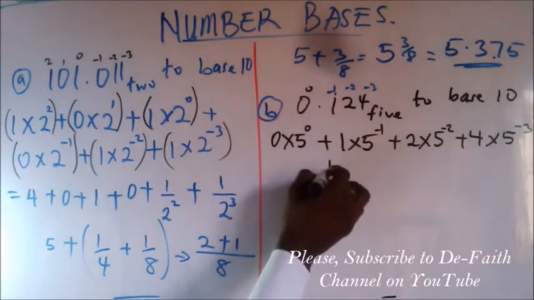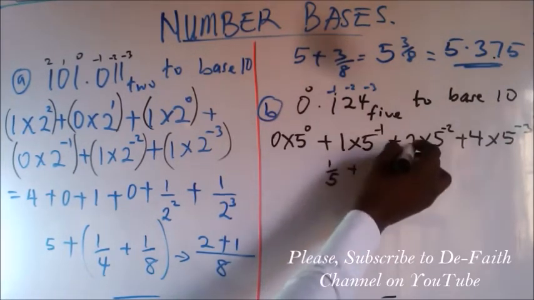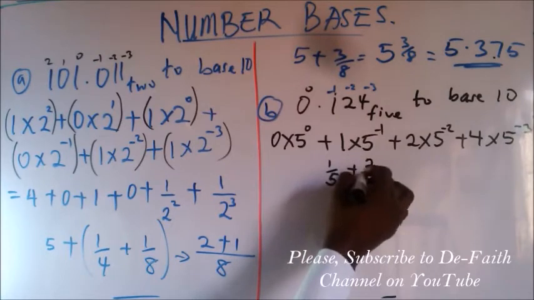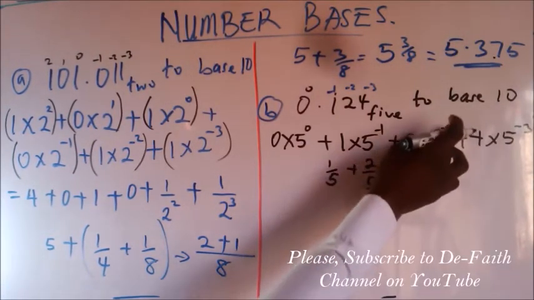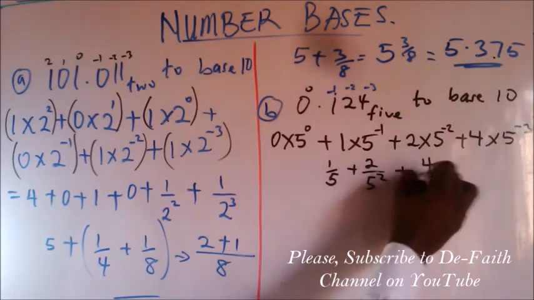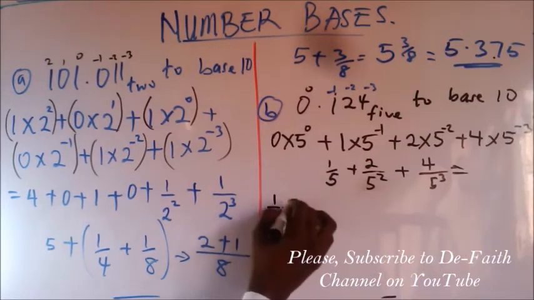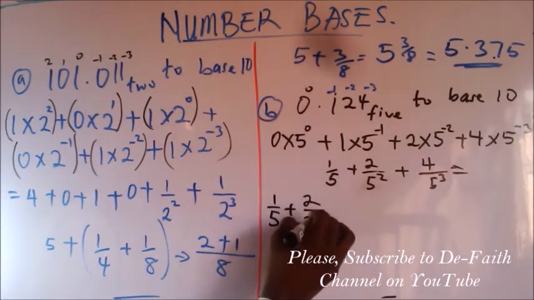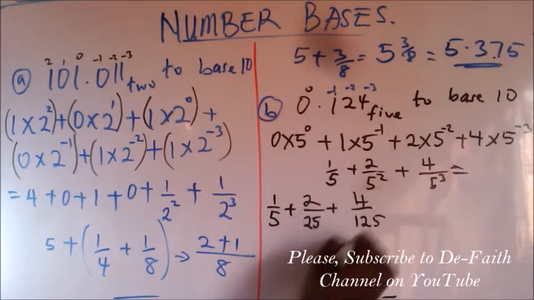But this will be 1 over 5, because 5 raised to the power -1 is 1 over 5, plus we have 2 over here. And so 2 over 5 raised to the power -2, that is 5 squared. So raised to the power -2, the minus there has brought the 5 squared down. And so we have 4 over 5 raised to the power 3. We have 1 over 5 plus 2 over 25 plus 4 over 125.